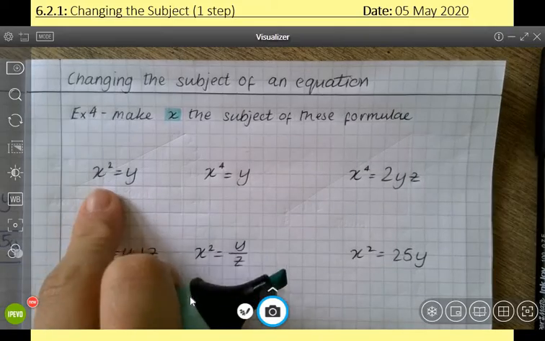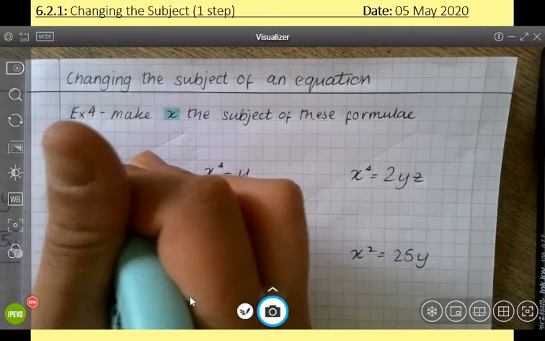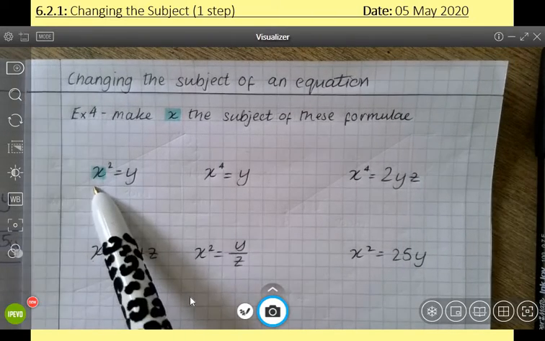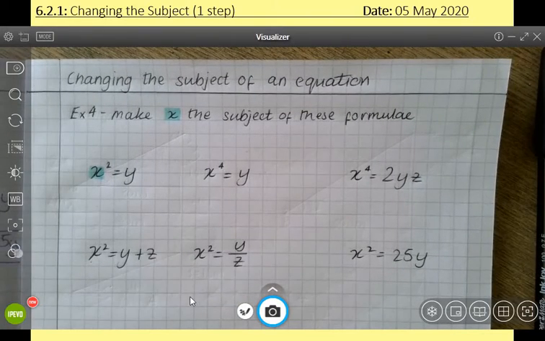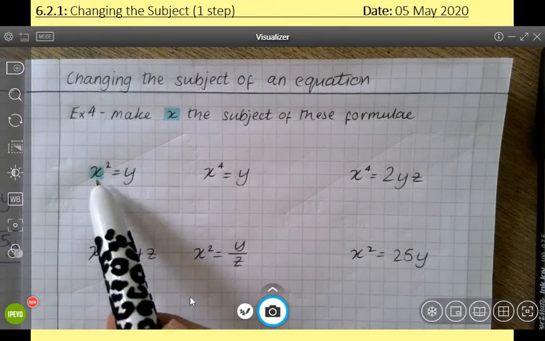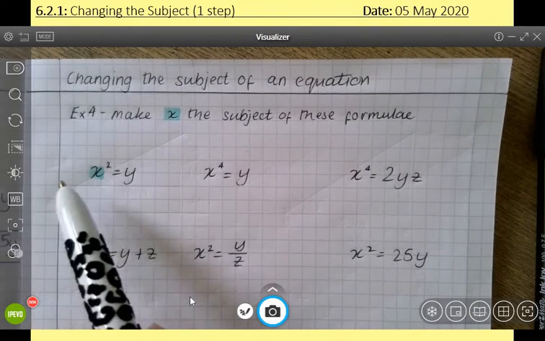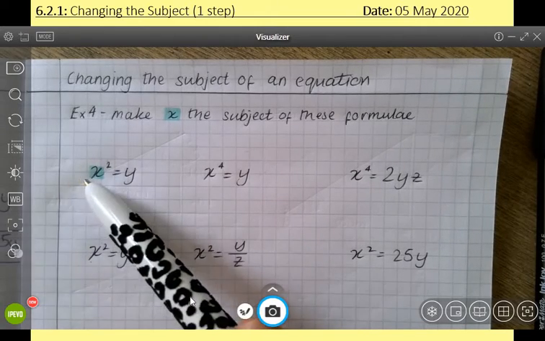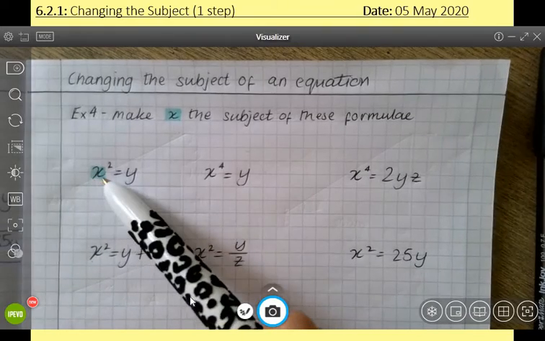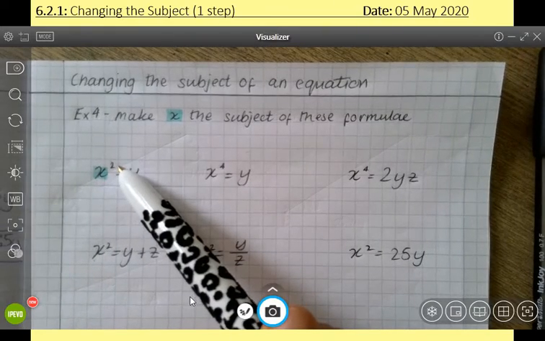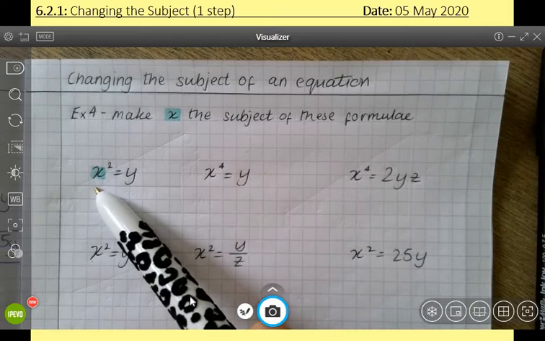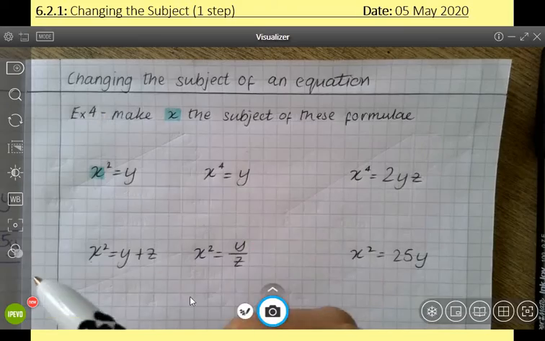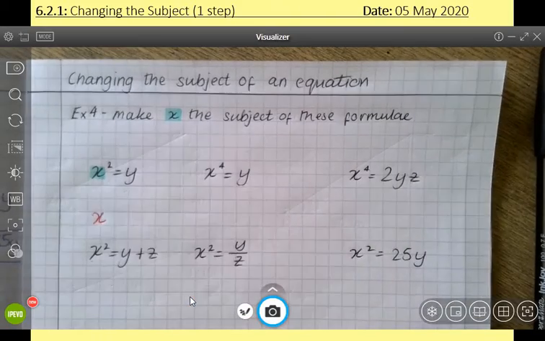And for this first equation, x squared equals y, you might think, oh, x already is the subject of this equation, and I can see why you would think that, because x doesn't have anything being added to it, it doesn't have anything being subtracted from it, it's not being multiplied by anything, and it's not being divided by anything. But x is being squared on the left-hand side of the equation, and we don't want x squared to be the subject, we just want x to be the subject.